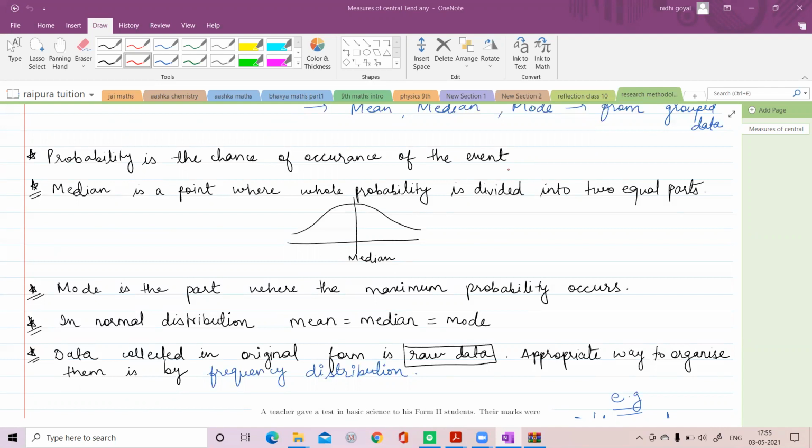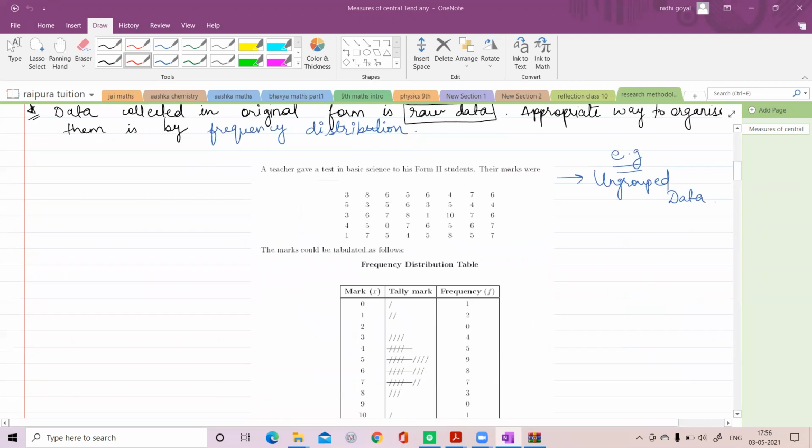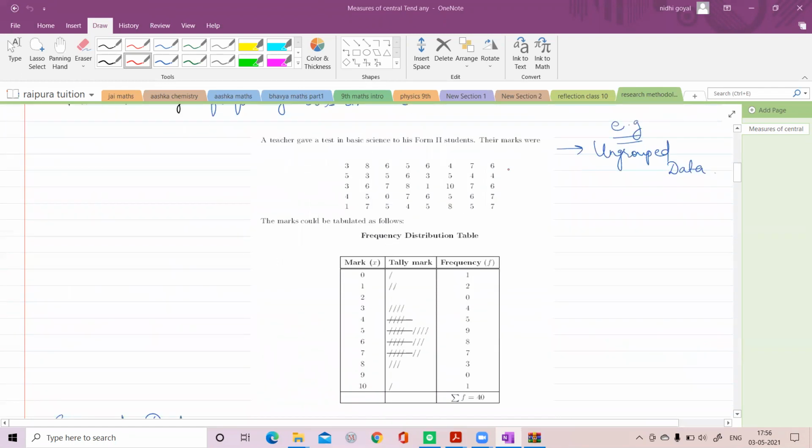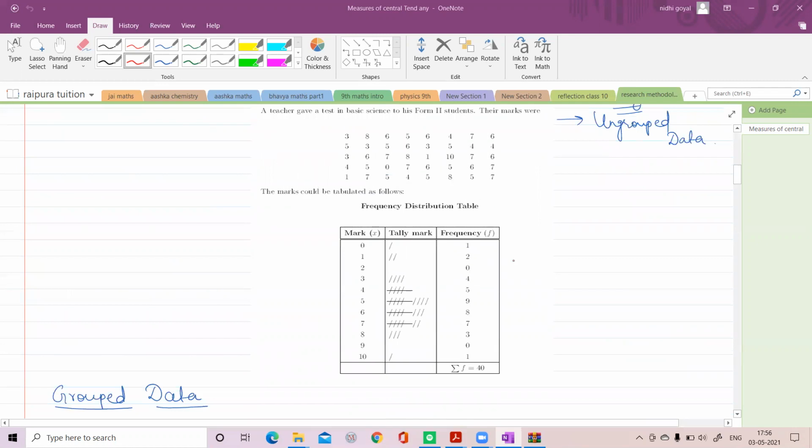Data collected in original form is called raw data, and that raw data needs to be organized, and it is organized in the form of a frequency distribution. So here is an example of ungrouped data, and we have calculated tallymarks with this ungrouped data, and we have calculated the summation of frequency as well.